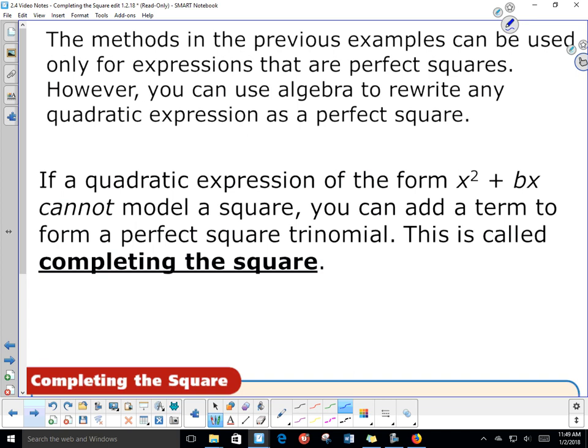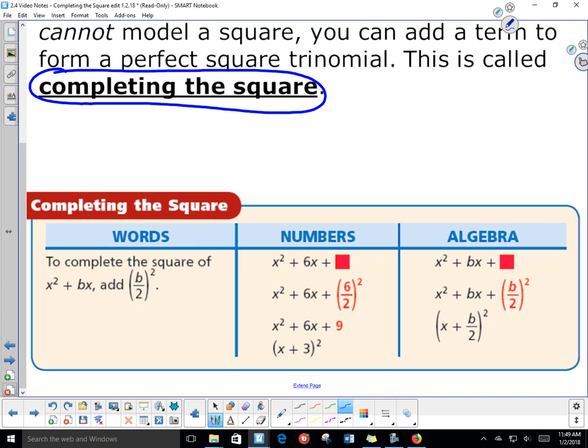So the methods in the previous examples can be used only for expressions that are perfect squares. However, you can use algebra to rewrite any quadratic expression as a perfect square. So if a quadratic expression of the form x squared plus bx cannot model a square, you can add a term to form a perfect square trinomial, and that process is called completing the square, because you're making a perfect square trinomial. All right, so here's our example. To complete the square of x squared plus bx, you're going to take half of b, which is b over 2, and you're going to have to square it. So that's why it's saying add b over 2 quantity squared.